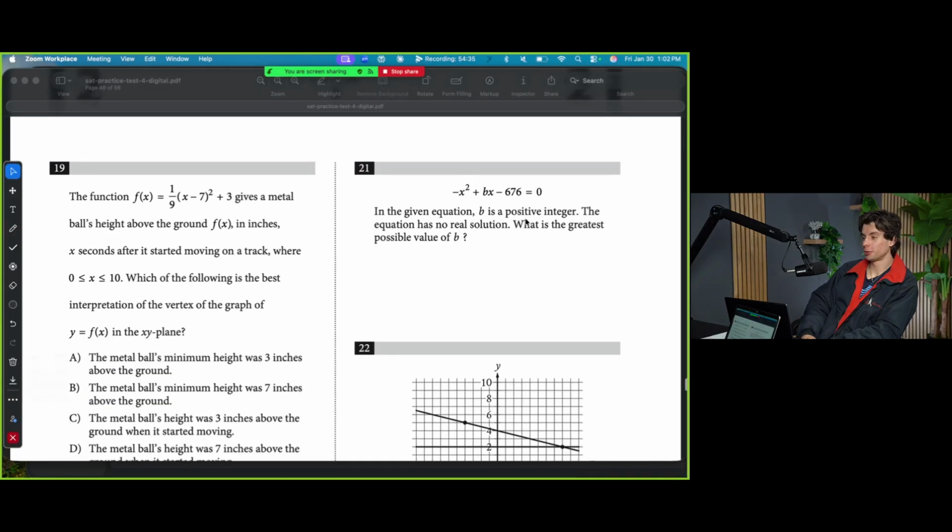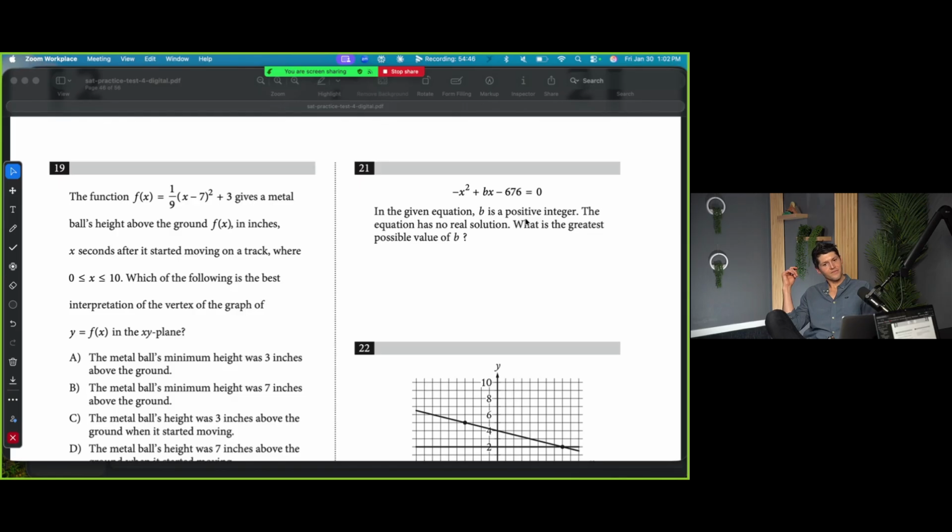This is not multiple choice. Immediately harder, right? And you can't use Desmos for this. Tell me why. I think you're right, though. Because it says in the given equation, b is a positive integer. The equation has no real solution. What is the greatest possible value of b? So you have to know when an equation has no real solution.